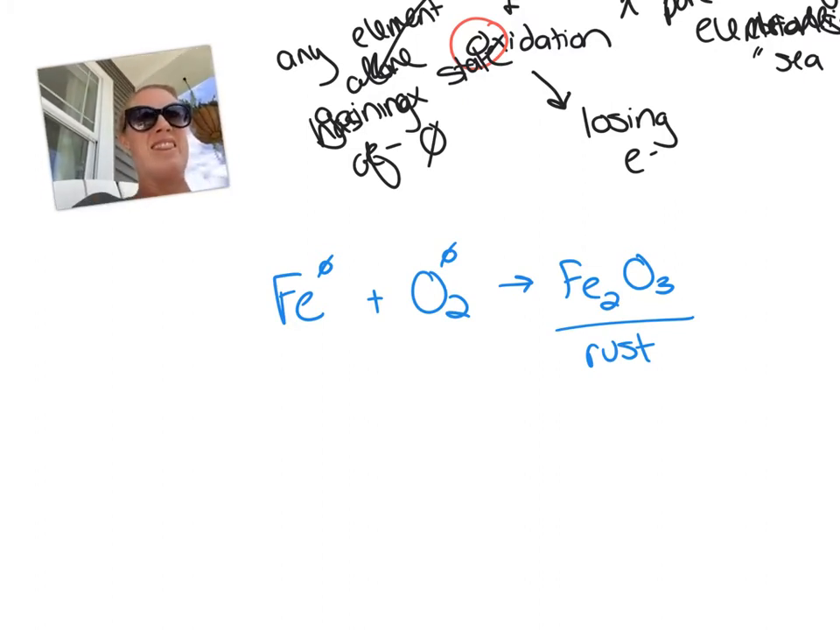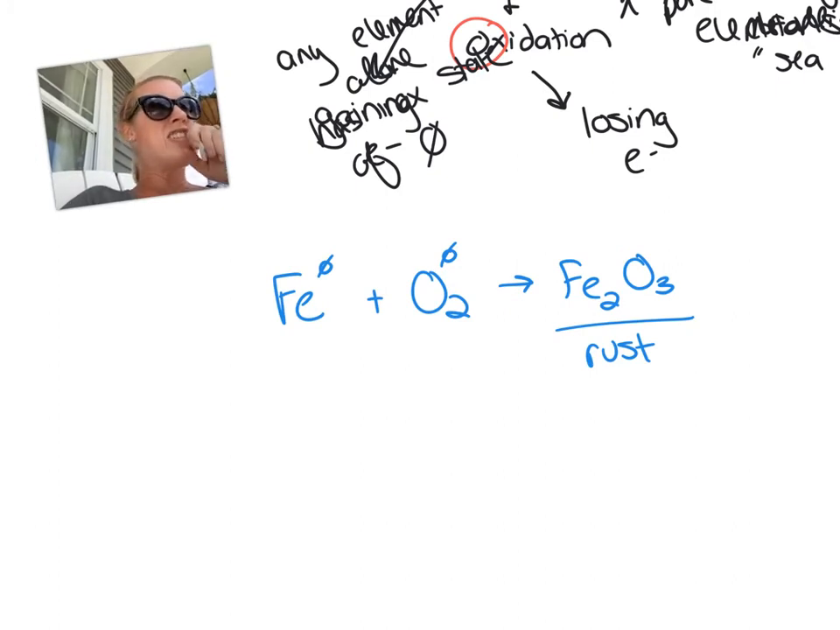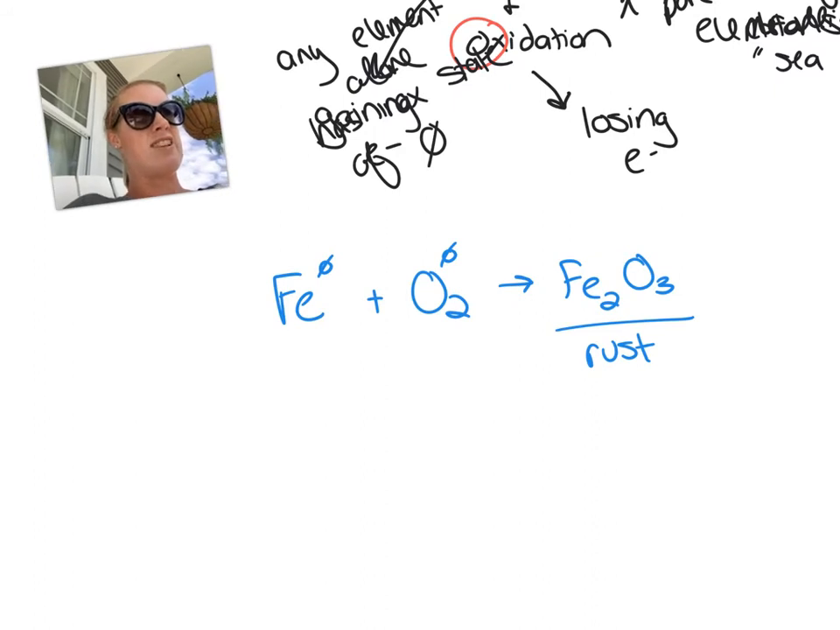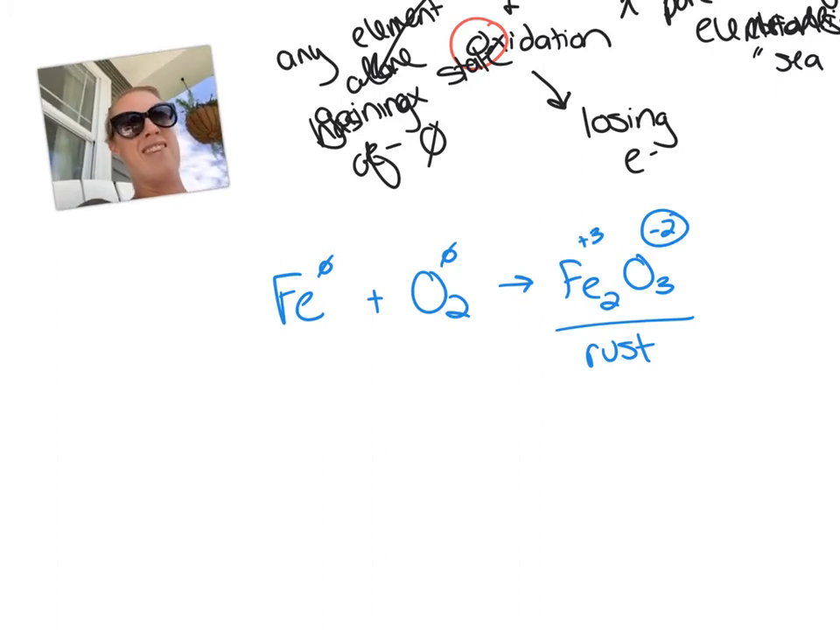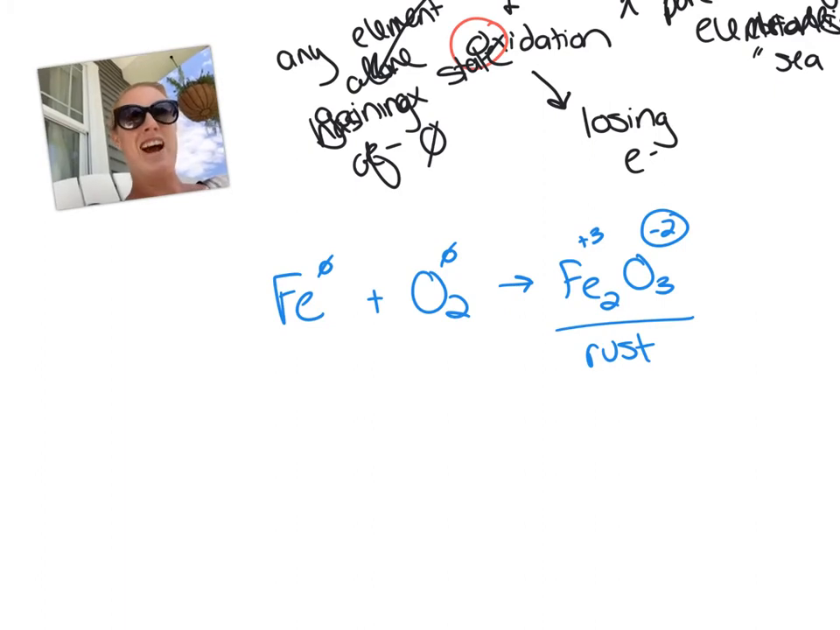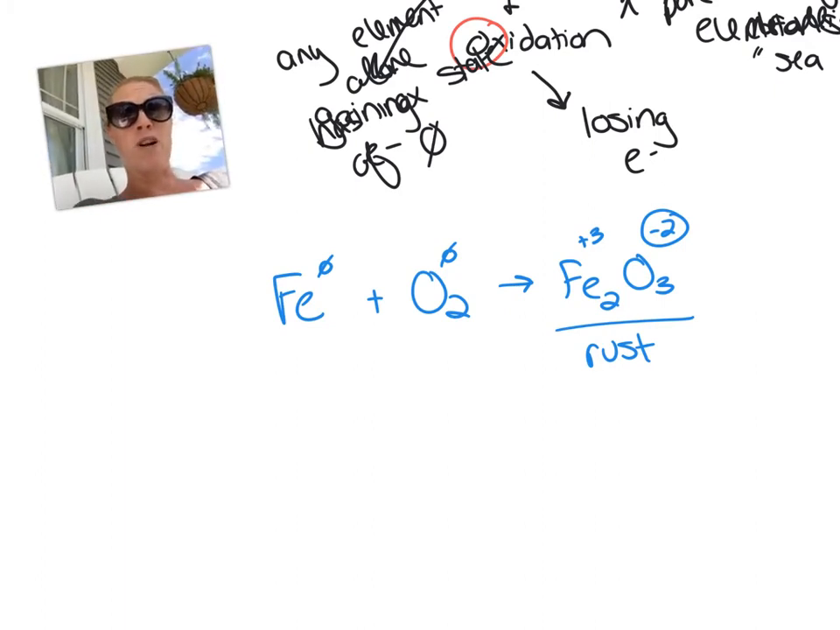So if I look at this compound right here, if you look at your periodic table, oxygen has an oxidation state of -2. So oxygen here has gained electrons, okay? And iron has an oxidation state of +3 in this case. I'm not going to worry about you figuring that out, though some of you might be able to. Oxygen has an overall negative charge of -6, and therefore iron has to have an overall positive charge of +6, and that's where those numbers come from. But if that doesn't make sense, it's okay.